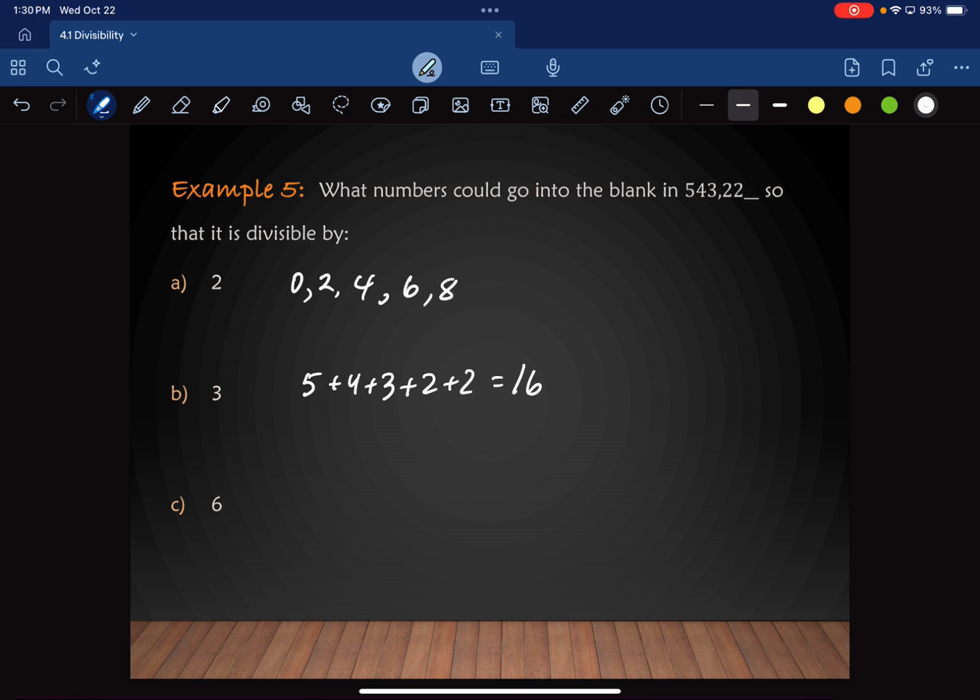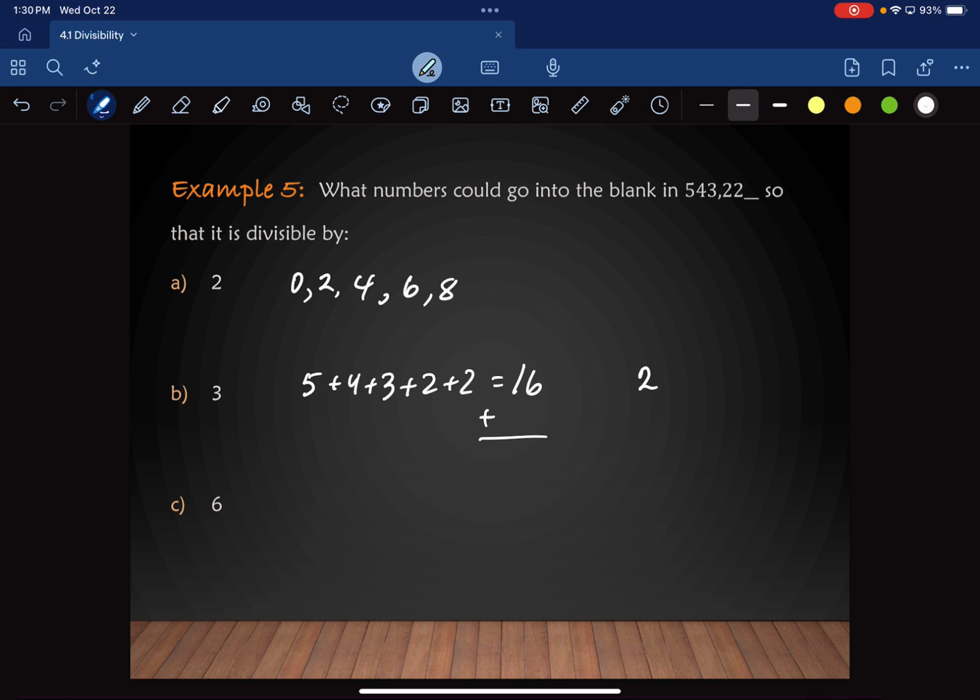No, it does not. So what would I need to add to this so that I would get a number divisible by 3? 2 would work. What's 16 plus 2? 18. Does 18 divide by 3? Yes. Then that 2 would give me a value, right? If I put a 2 right here, I added everything together, I would end up getting 18 as my sum, and that divides. Is 2 the only number?